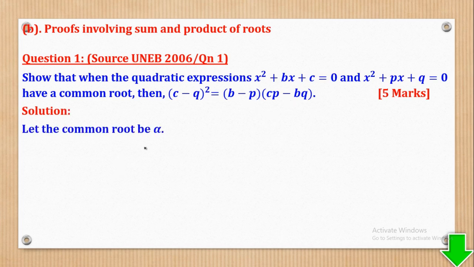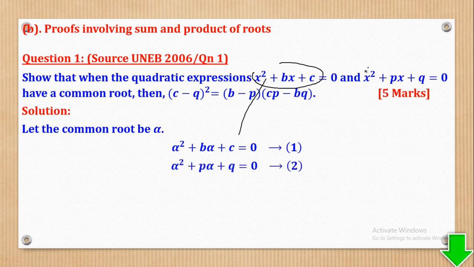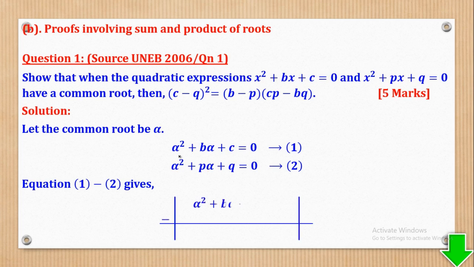So we let the common root be alpha. Therefore, it implies that x is equal to alpha. So when I come here and replace x with alpha, I'll come up with this. Also, when I come here and replace x with alpha, I'll come up with this. So those are the two equations. Now, when I subtract them, I'll be able to eliminate alpha squared and remain with only alpha.